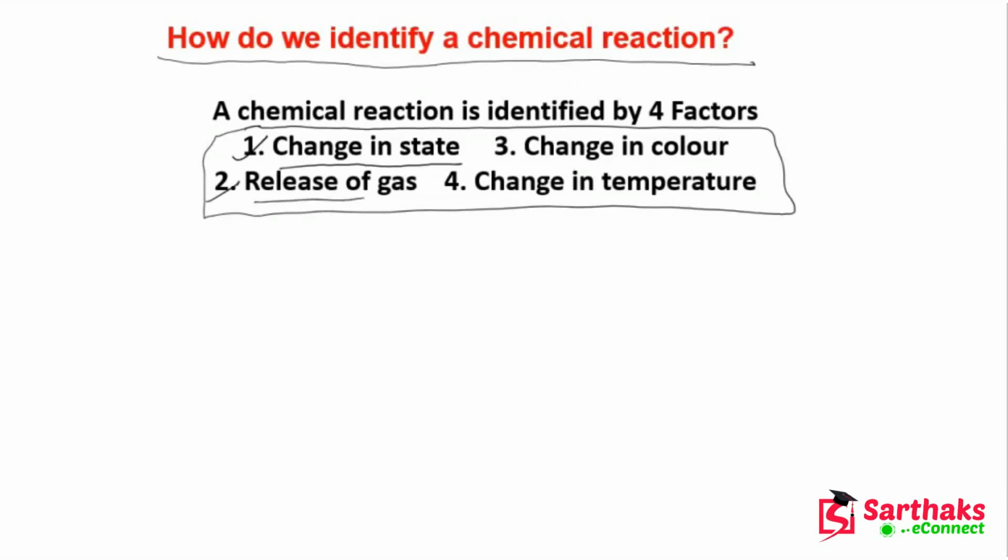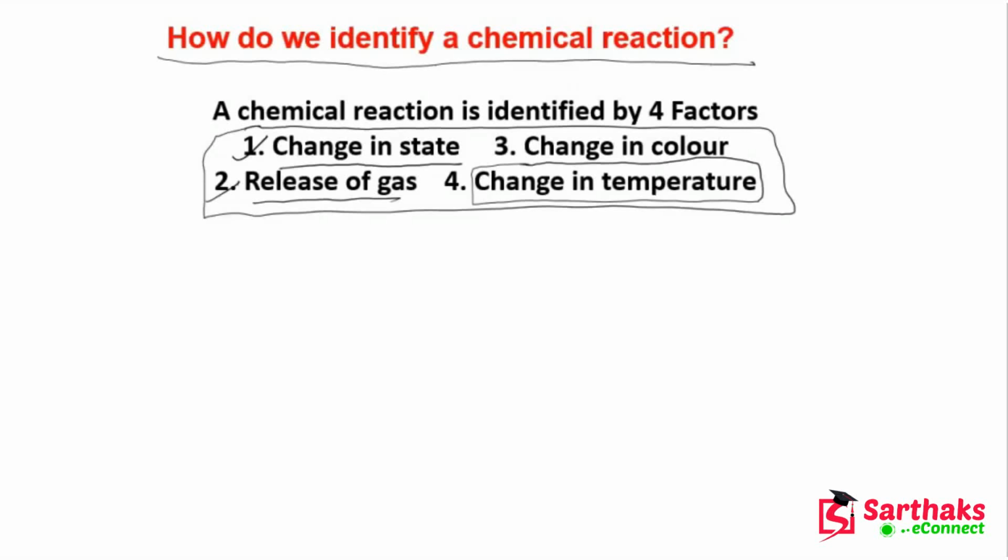Second thing is release of a gas. If a gas is released after the reaction, then you can say this is a chemical reaction. And the fourth point is change in temperature. If there is a change in temperature, then also you can say that a chemical reaction is taking place there. Okay. So guys, now let's talk about these points one by one.